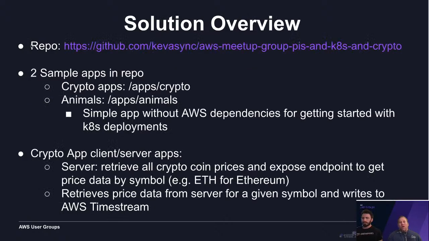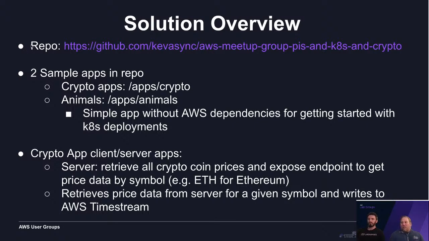So here we go. These links are in the chat if you want to follow along and look at the code. We've got a repo out there, the Pi and K8s and Crypto repo, on my user in GitHub. In there, to talk about the solutions, we've got a couple applications. One is the Animals app, a simple getting-started application. I would recommend deploying that and seeing that work if you're worried about adding in AWS dependencies and overly complicating your first foray into Kubernetes.